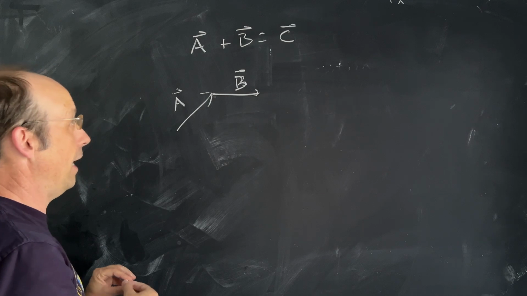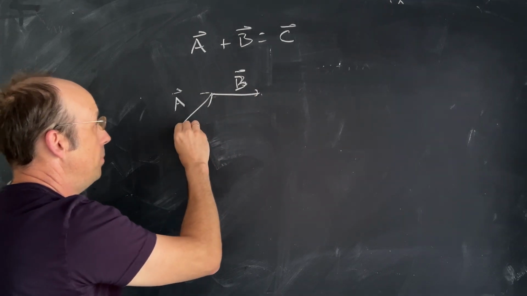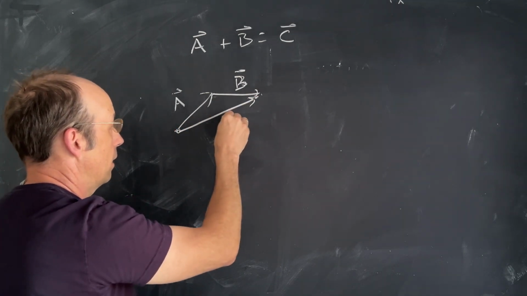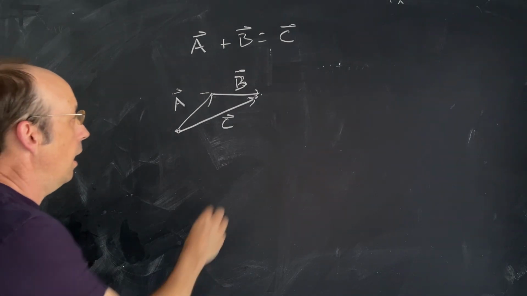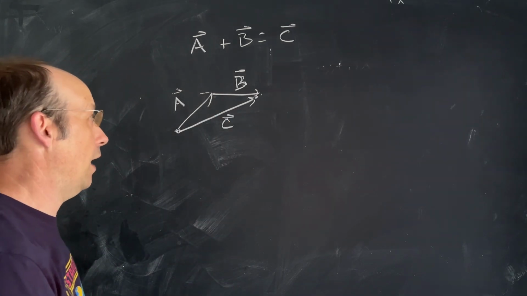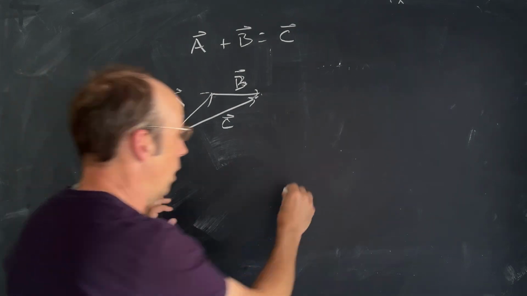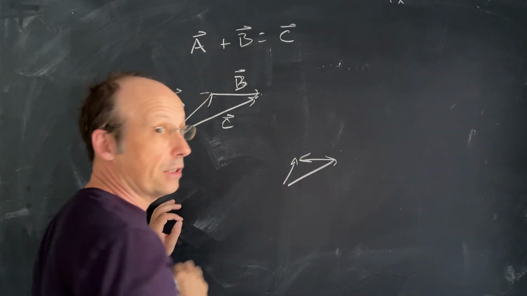Now I can draw the vector C is going to be from the beginning of A to the end of B, and it looks like that. I could measure the length of that if I wanted to. I could measure the angle if I wanted to, but that's that. So that's how you add vectors. It doesn't matter what directions they are. I could say, here's vector A, here's vector B, there's vector C.